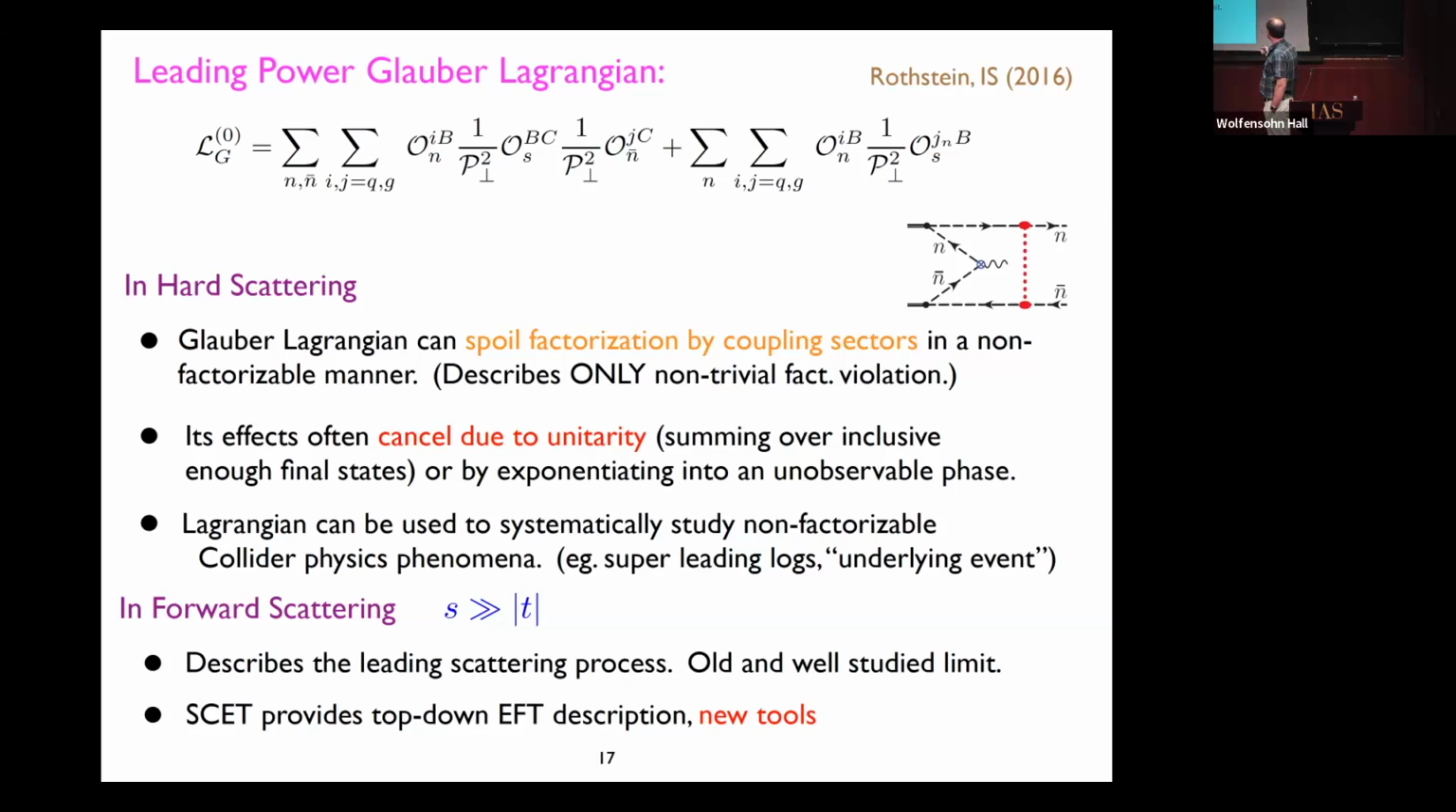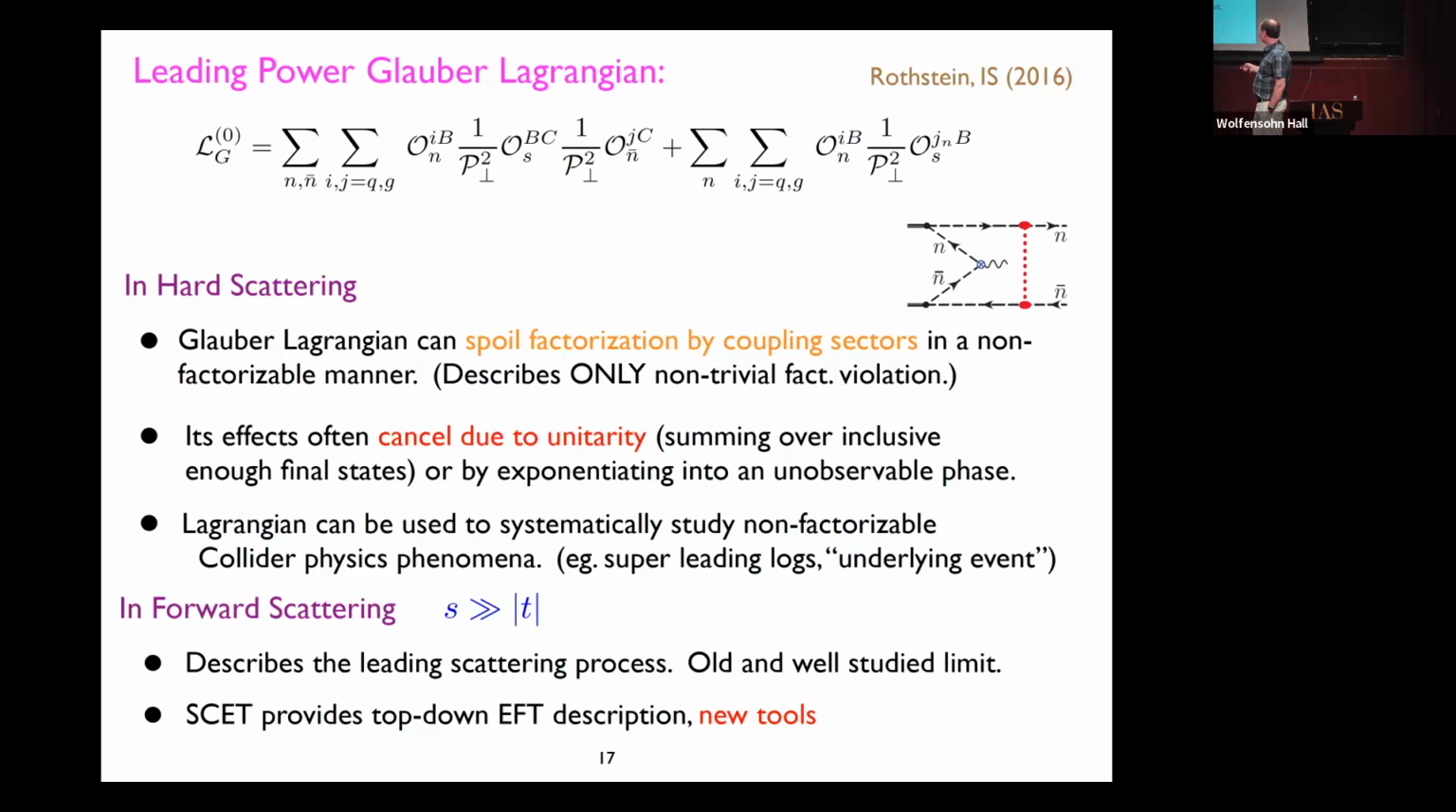So if this is my hard collision, some proton-proton interaction, maybe a virtual photon produced, and there's a secondary collision that's a forward scattering collision, that can violate factorization because it's tying together the two collinear objects in the problem. Often these cancel out, and then you have factorization. They cancel out because of unitarity, basically. Either you're summing over inclusive enough final states, or these exponentiate into a phase that doesn't matter and then cancels out when you're squaring the amplitude.